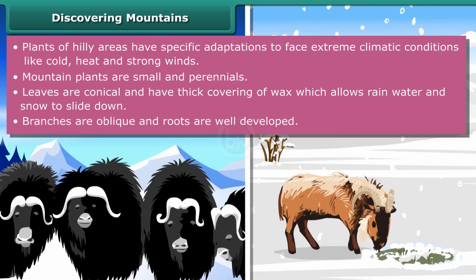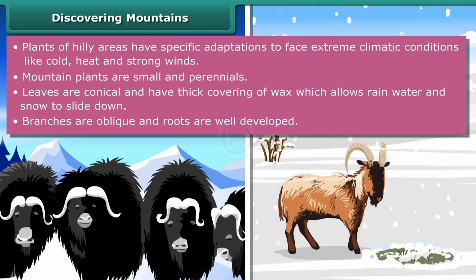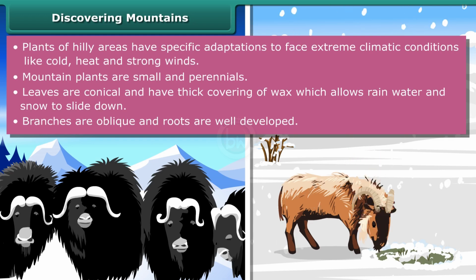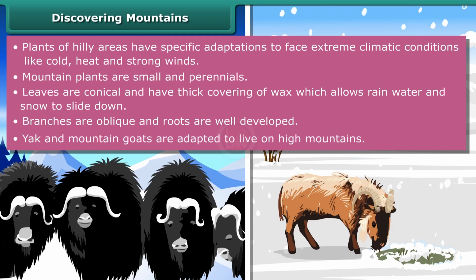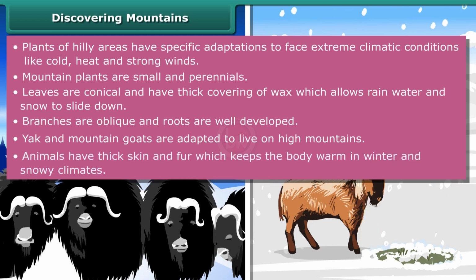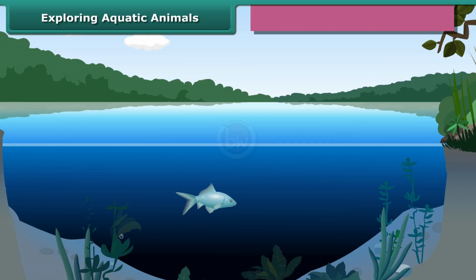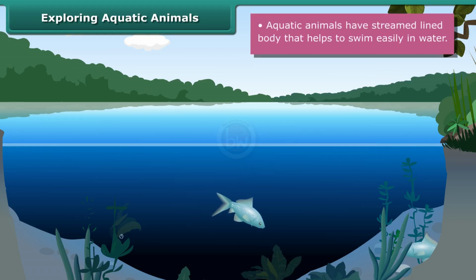Animals living in mountain regions also show diverse adaptations to survive and live in cold surroundings. For example, yak and mountain goats are adapted to live on high mountains. Animals have thick skin and fur, which keeps the body warm in winter and snowy climates. Aquatic animals have special features and adaptations that help them to survive and live in aquatic habitats.